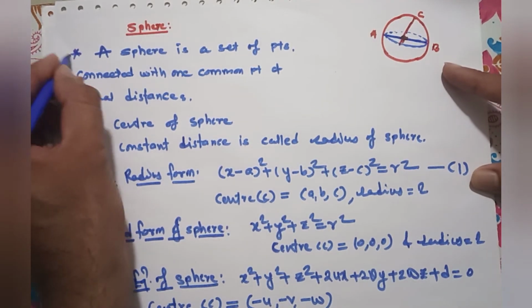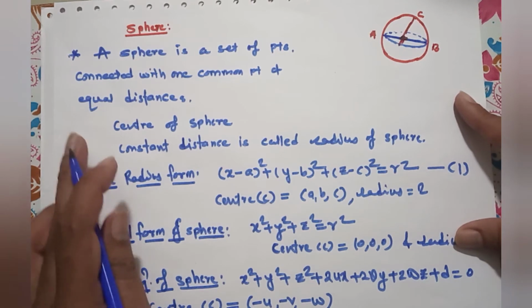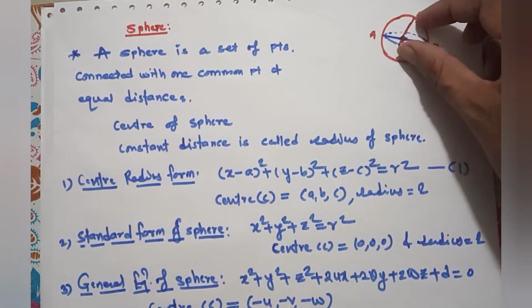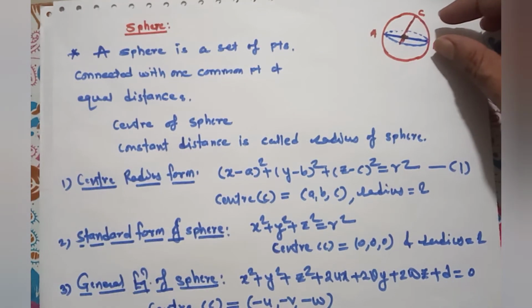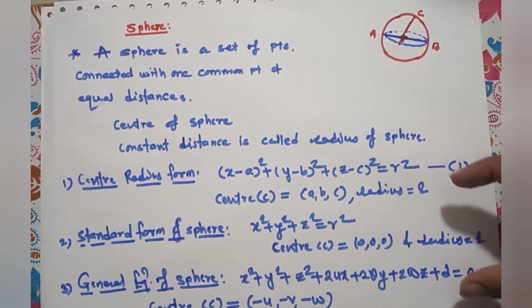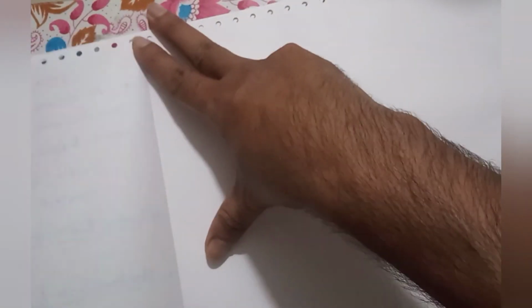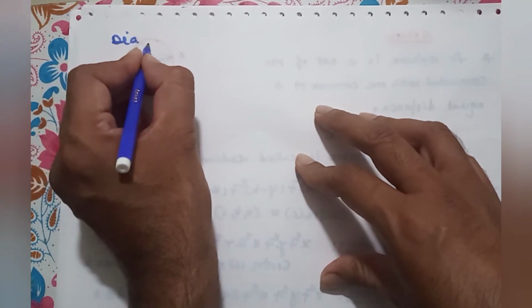So in this topic we have discussed the equation of the sphere: what is the sphere, what is the center of the sphere, the radius of the sphere, and different forms of the sphere. One more form is the diameter form of the sphere. What is the diameter form of the sphere?